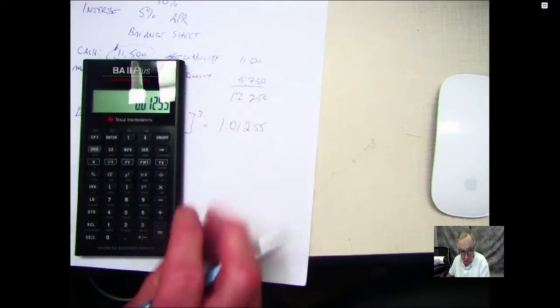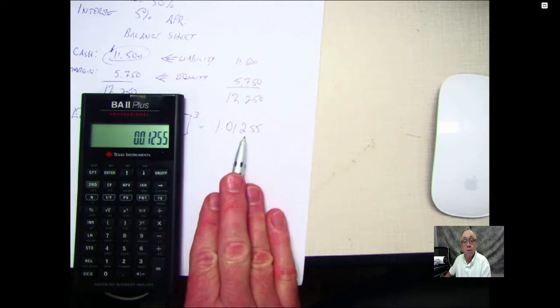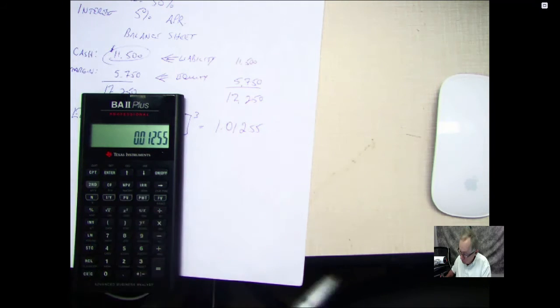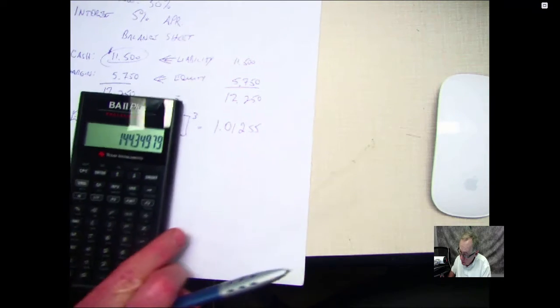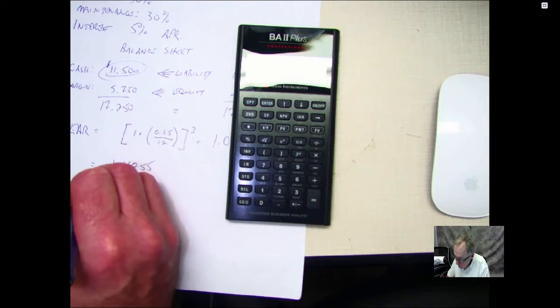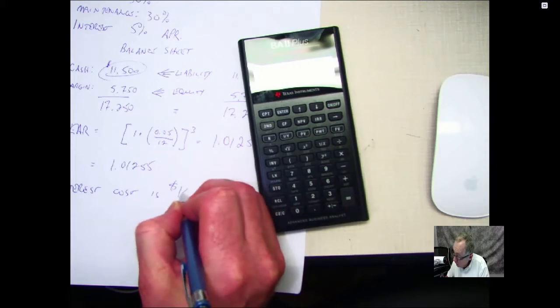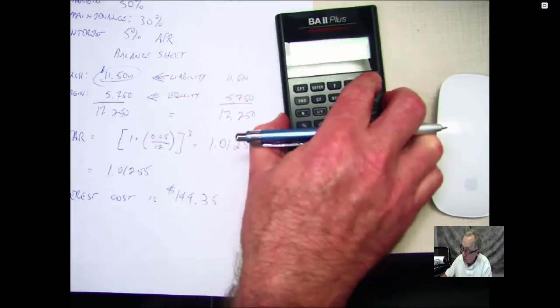times the money we've borrowed. So we took our 1.01255, subtracted 1. This is our monthly interest calculation, and we borrowed $11,500. So our interest is a $144.35 interest charge.